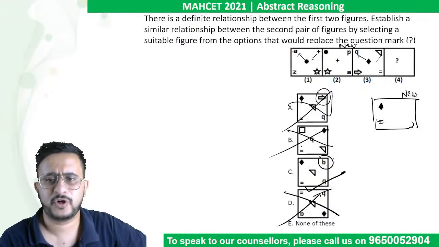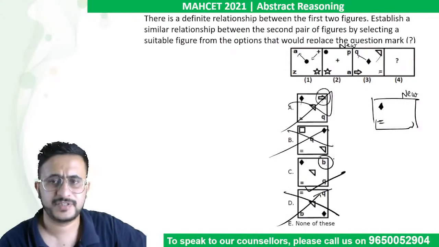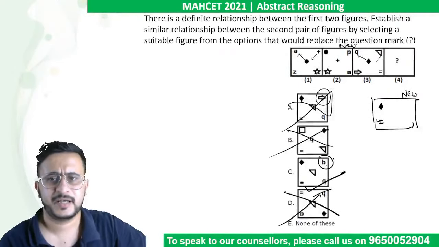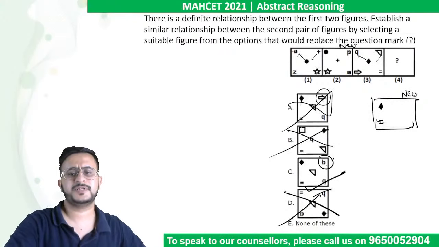Still we were left with two options. In these two options all these four things were common, right? So we just needed to check for this element, and we saw that there is a new element coming here. So in this case also it should not be an arrow, but it should be something new, right? So that is why the answer is option C.